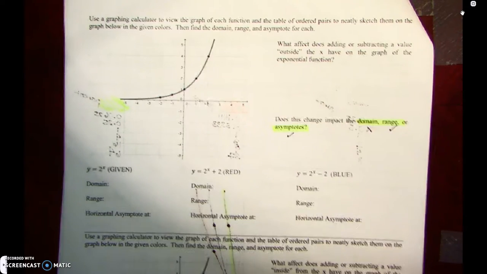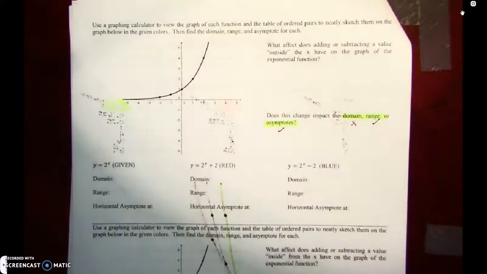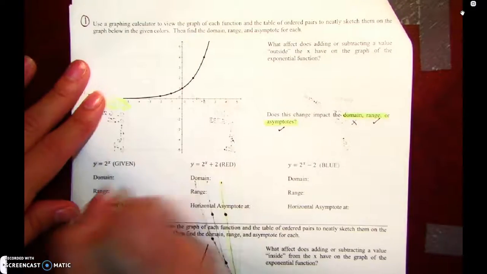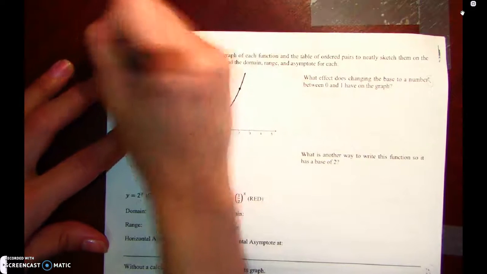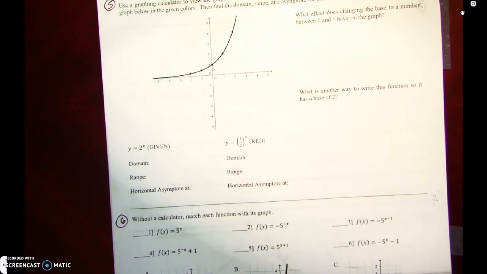You are responsible for finishing all of the examples. There are 1, 2, 3, 4, 5, and then the recap is 6. So you're responsible for all 6 problems. If you don't finish today in class, then that is your homework.